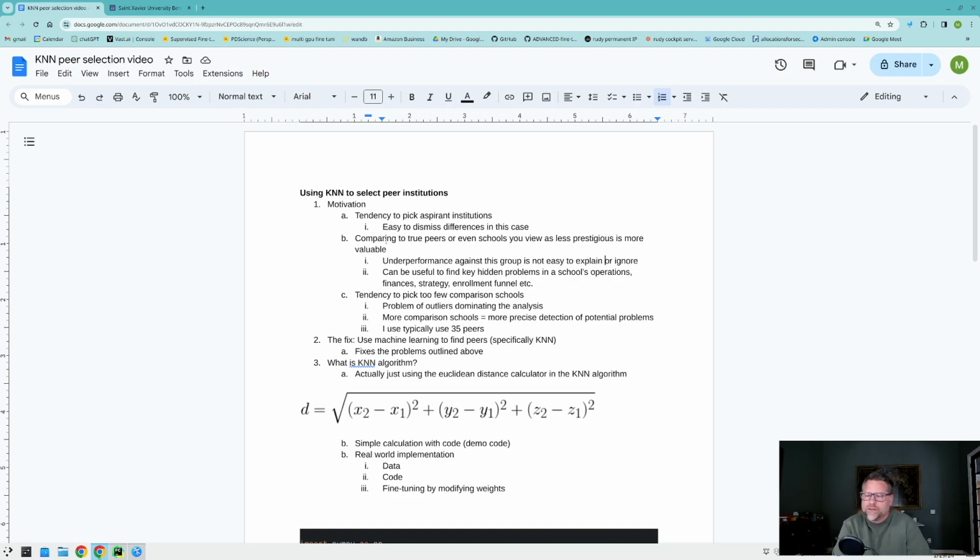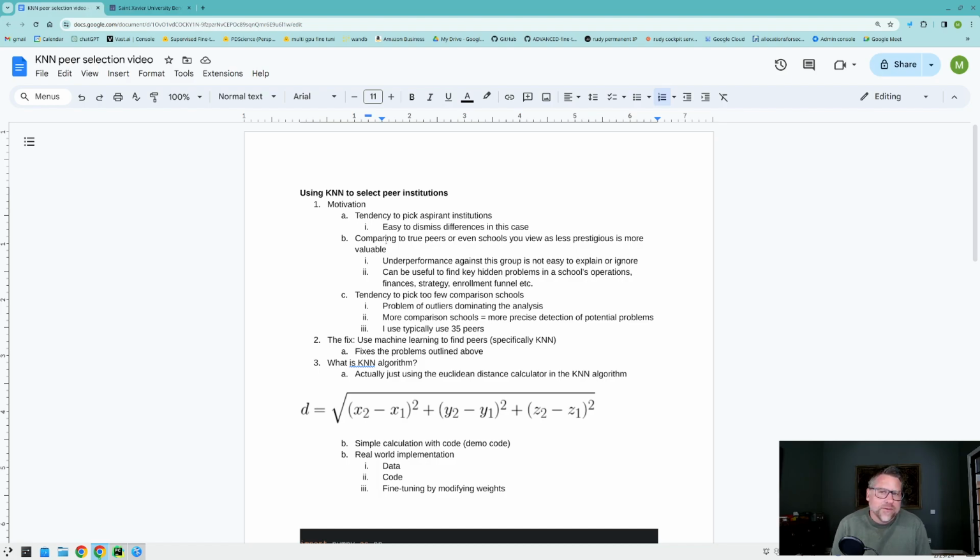So one thing I've noticed doing these benchmarking studies is that comparing to aspirational schools is not usually even as useful as comparing to schools that you consider less prestigious or lower ranked than your school, or whatever the target school is. The reason is you can't really dismiss differences in that case, right? For example, if you think school X is not as good as your school, but school X has a better retention rate, that's really difficult to ignore, right?